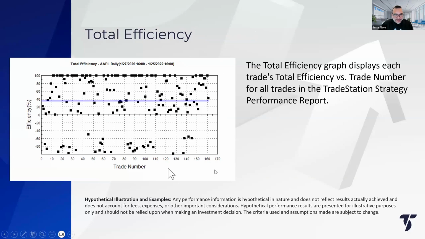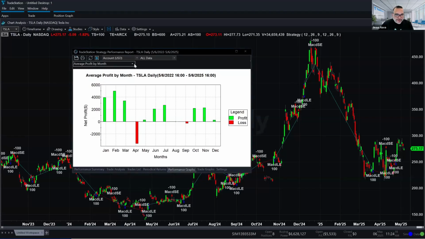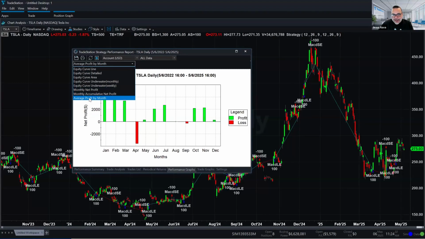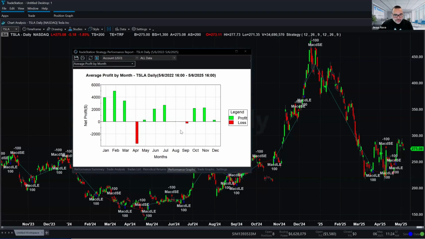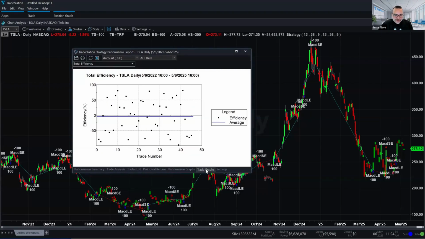Total efficiency, I believe it's a different graph because this is the end of that graph, the average profit by month. If you want to see this one, total efficiency is a trade graph. So you'd have to go here to the strategy performance report and go to the trade graph tab. And the first graph that shows up is total efficiency.